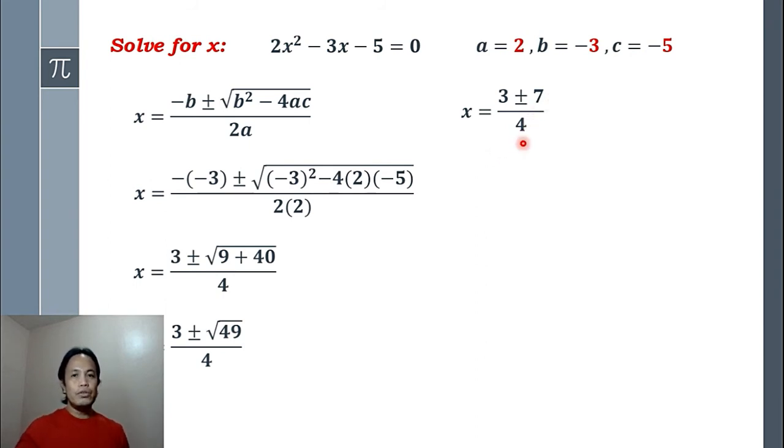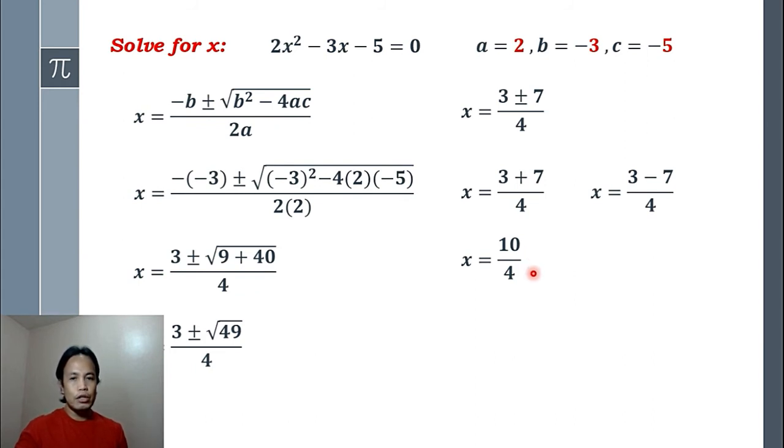Then we break the two values, plus and minus. So we will have first the plus, so 3 plus 7 over 4. And the minus, which is 3 minus 7 over 4. So we simplify these fractions. 3 plus 7 is 10, that is over 4. Then we reduce this fraction by dividing both numerator and denominator by 2. That gives us 5 over 2. Then the next value here, 3 minus 7 is negative 4. Negative 4 divided by 4 is negative 1. So the values of our variable x here are 5 over 2 and negative 1.